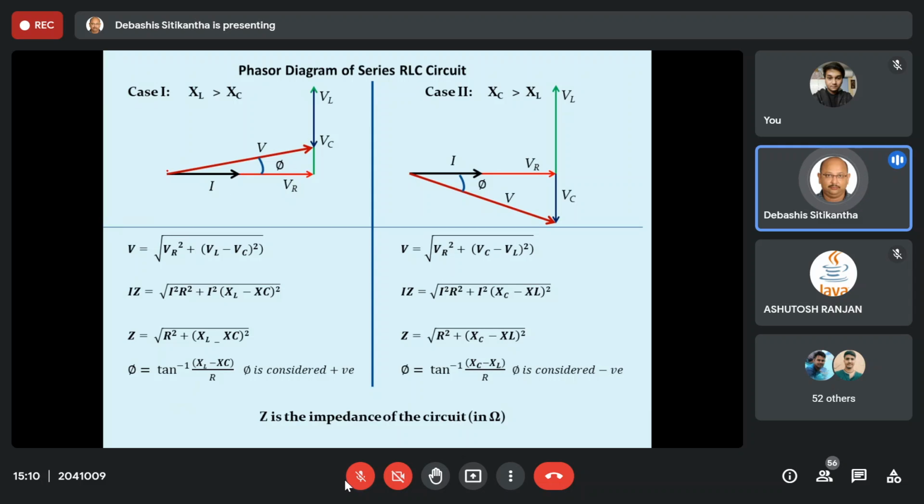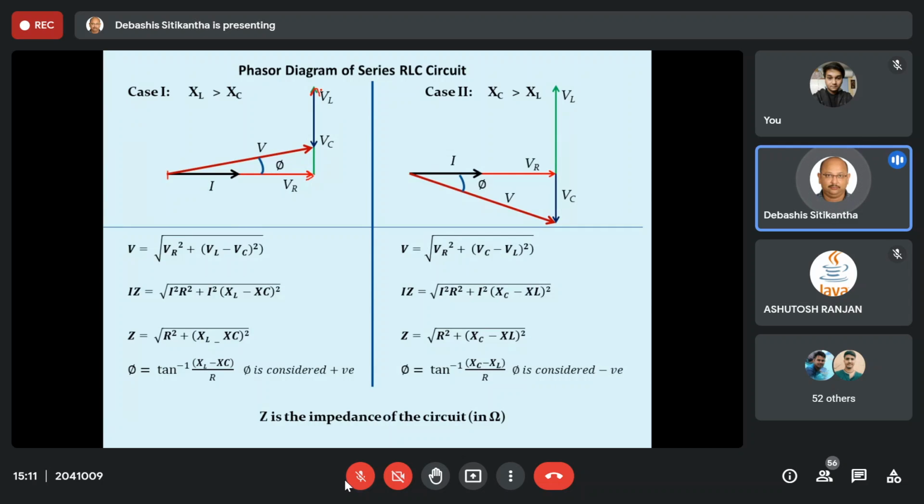So from here to here, it is your VR. From this head, I have dropped this VL in this direction, making an angle of 90 degree. Why? Because your VR is coinciding or overlapping this I, because they have a phase difference of 0 degree. So 90 degree means I should have drawn it over here, but since we are adding, we have added it in this manner.